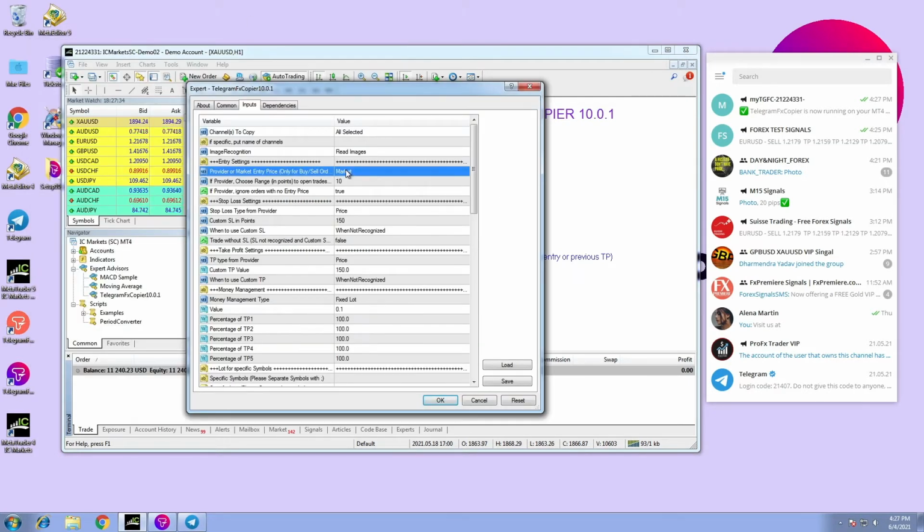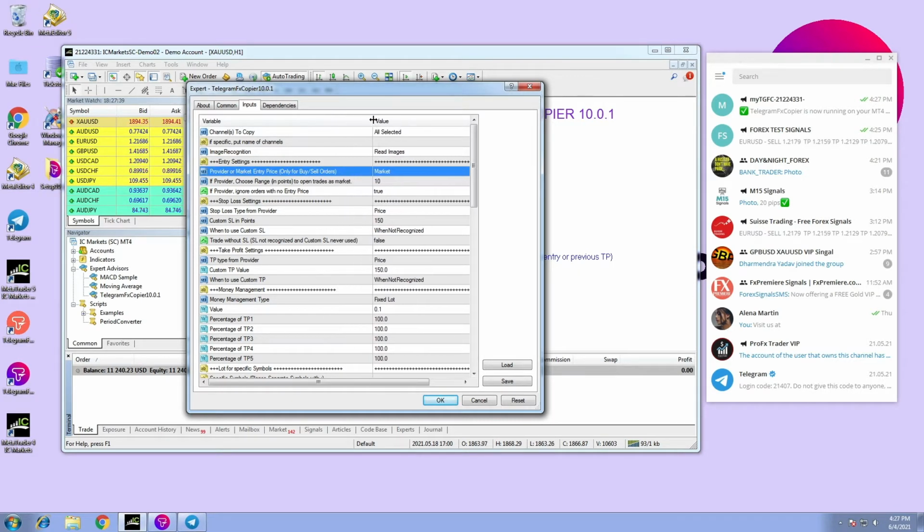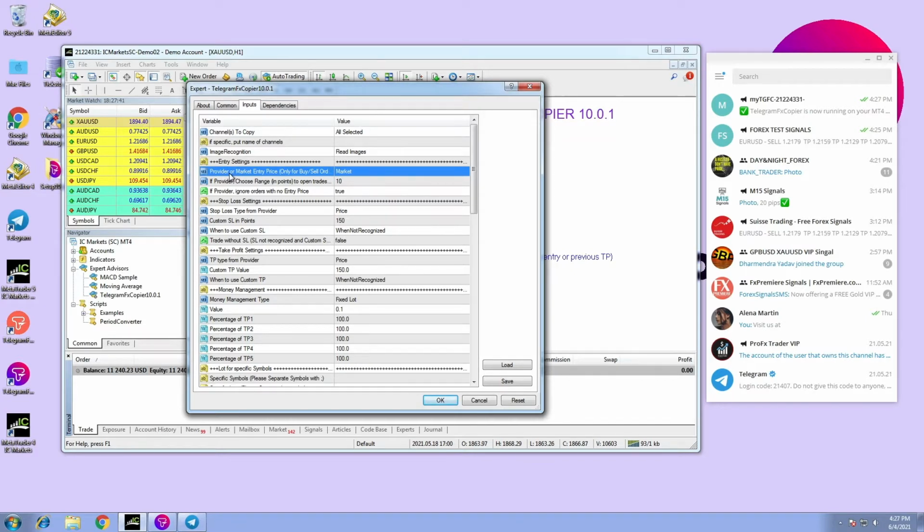In Telegram FX Copier, there are three options to choose from. Market, which means the order will be executed according to the market price. Provider, which means the order will be executed according to the provider. If the price is out of points range, the trade will be taken as pending order.